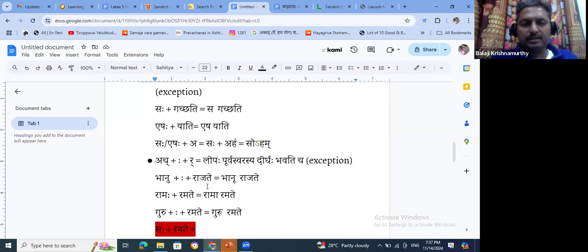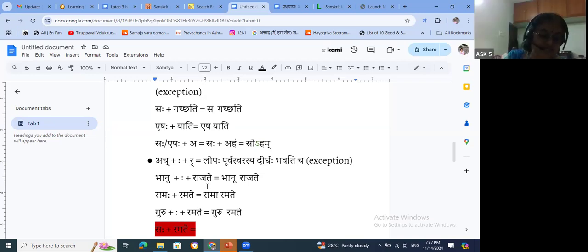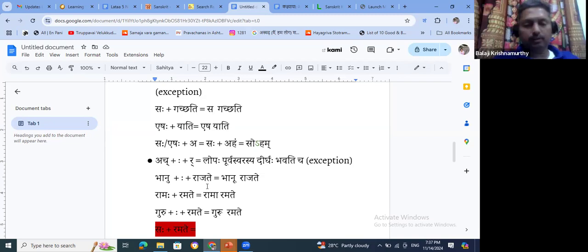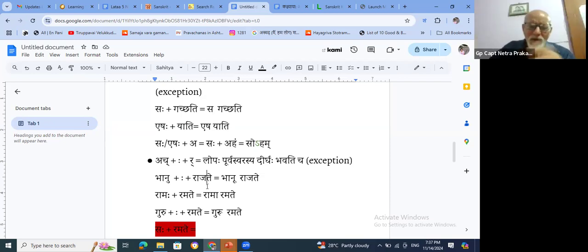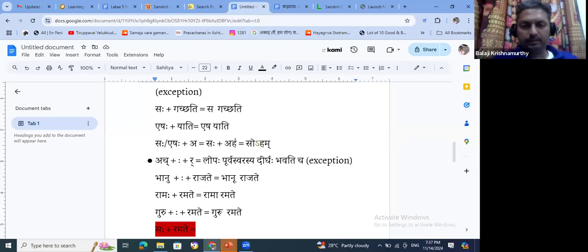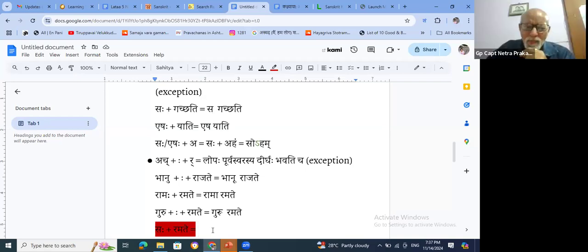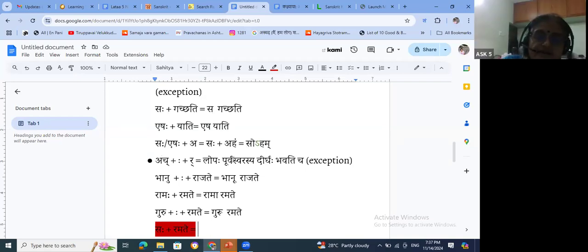Because in that case, the meaning will change. Saha Ramate becomes Sa Ramate. So mostly the previous rule will proceed. From a logic point of view, the previous one should take place. It should remain sa ramate, it should not become sa. I think this will proceed first, above all.